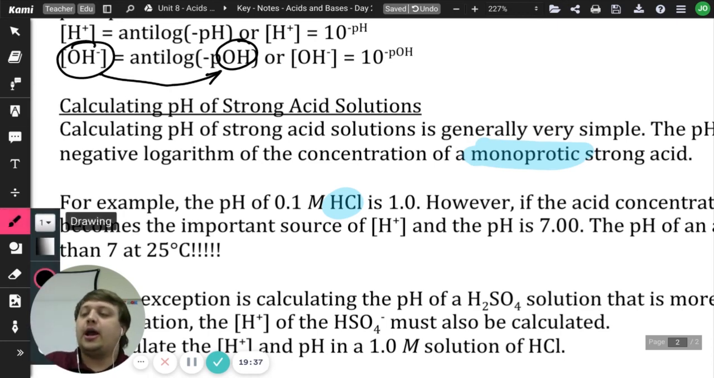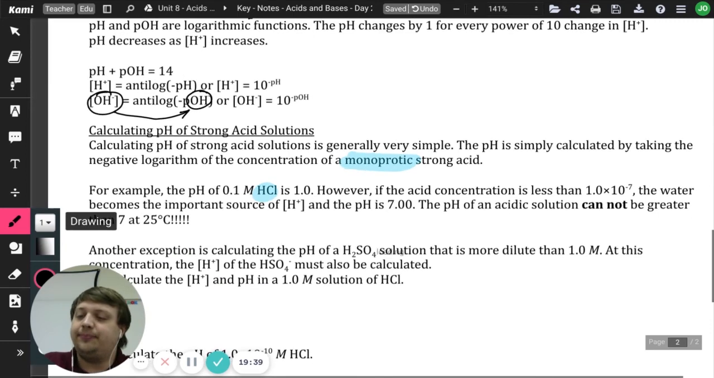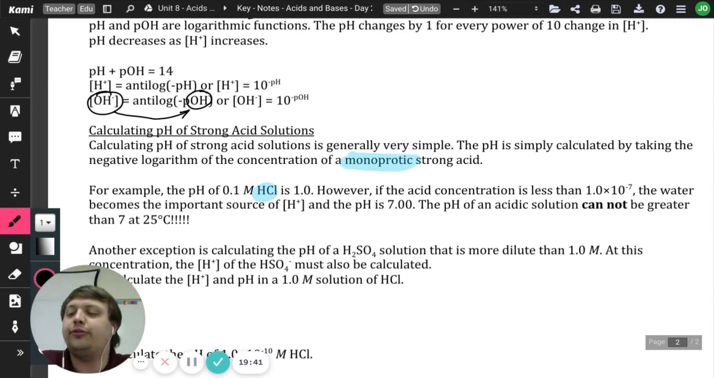Okay? Now, if the concentration is less than 1.0 times 10 to the negative 7, the water does become an important source of that hydrogen concentration, and the pH does end up turning out to be 7. Now, the pH of an acidic solution cannot be greater than 7 at 25 degrees Celsius. Why? We know because pH, if it is less than 7, it is going to be acidic. If it is greater than 7, it is going to be basic. All right?